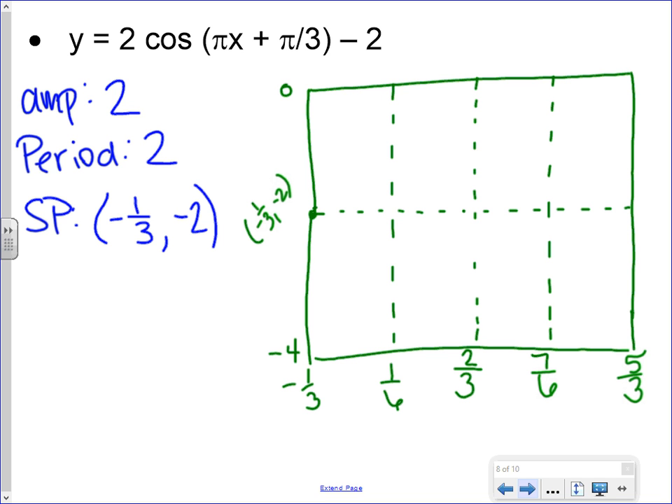Cosine curve. There's a positive A value. We have a cosine. Where do we need to begin our curve? Okay, top corner. Okay, yes, I know our starting point is negative 1/3, negative 2, but remember that is the starting point for the frame of reference. Okay, and within our frame, we will start up at the top for our cosine curve.